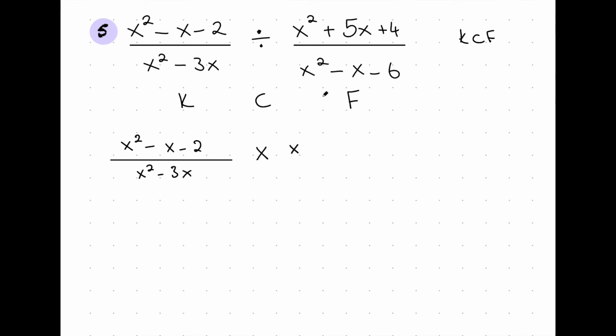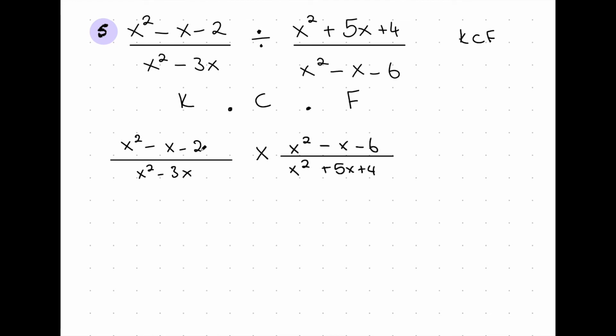So flipping that means change what the numerator and denominator are. So I'm going to change to x squared minus x minus 6 all over x squared plus 5x plus 4. And once I've done that, my KCF, now I'm back to the same question as we had in question 4. So I'm going to factorize as much as I can before I start to multiply.